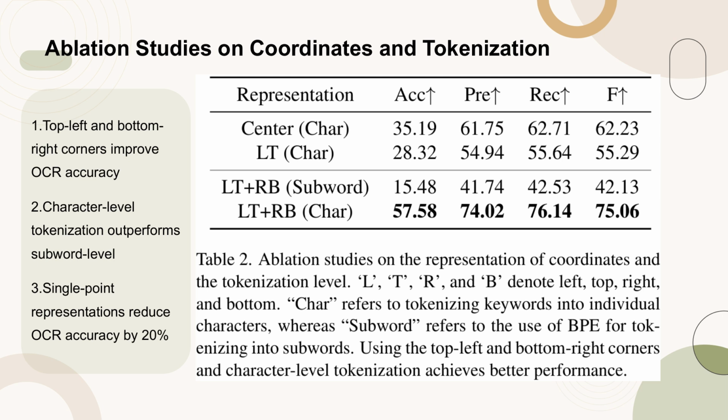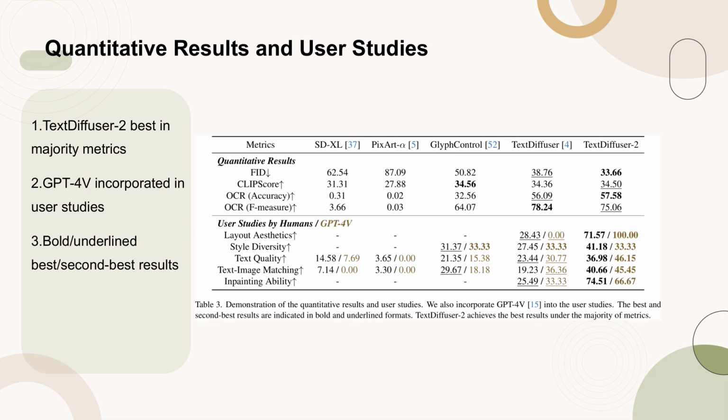accurately render text. Table 3 presents the quantitative results and user studies conducted to evaluate various text-to-image models. The table includes metrics such as FID, CLIP score, OCR accuracy, and user study scores for layout aesthetics, style diversity, text quality, text-image matching, and in-painting ability. TextDiffuser-2 is highlighted for achieving the best results in the majority of these metrics. The incorporation of GPT-4V in the user studies is also noted, with the best and second best results marked in bold and underlined formats respectively.